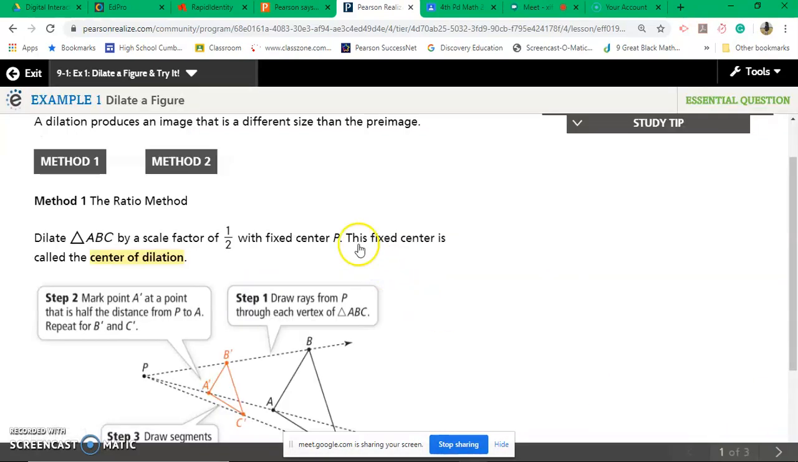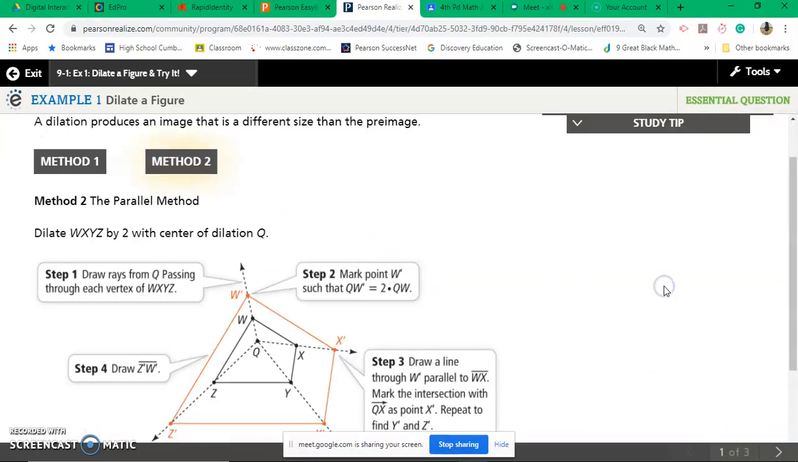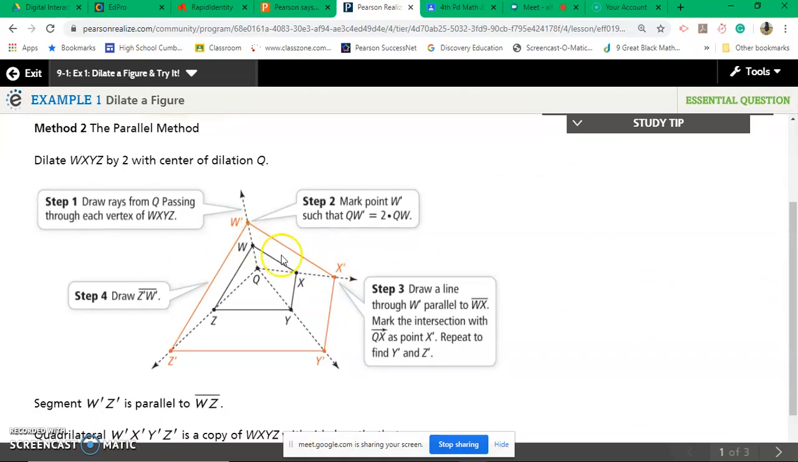Okay, the second method is called the parallel method. When you dilate shapes, the sides of the shapes remain parallel, or they become parallel lines. So here's our pre-image WXYZ, and we're dilating it with a scale factor of 2 and a center of dilation at Q. See where Q is inside the shape. So that causes the pre-image to expand outwards. Since the scale factor was 2, it's going to be bigger. So that's why it's expanding outwards and the lines are parallel to the original.